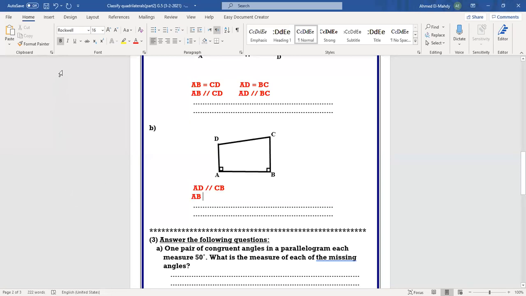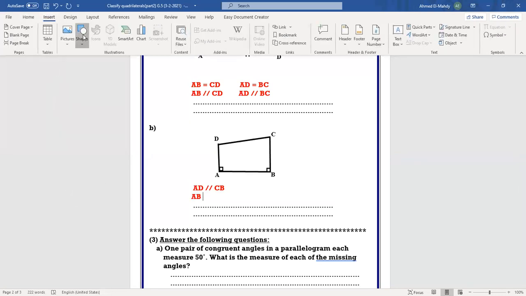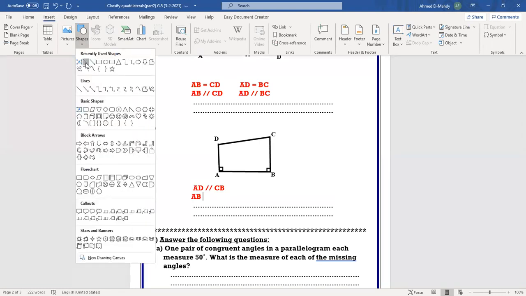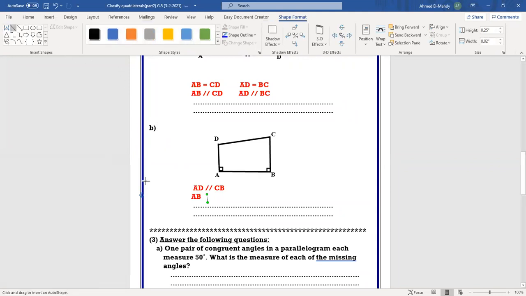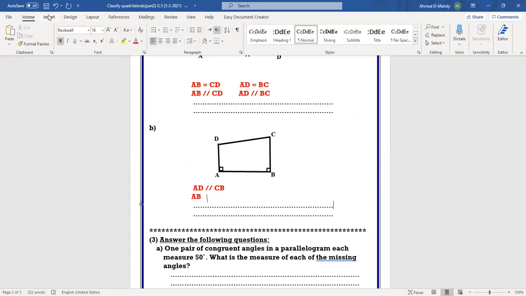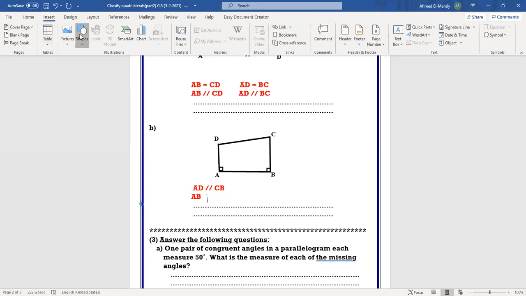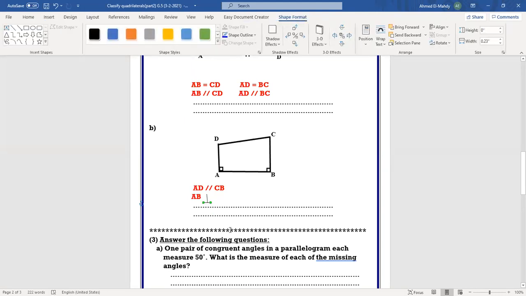AB perpendicular to. This is the symbol of perpendicular. It's like a T, but opposite, upside down. Yes, this is the symbol of perpendicular.